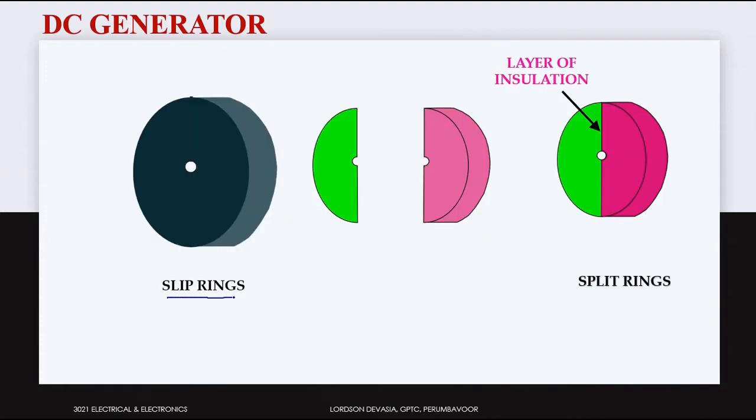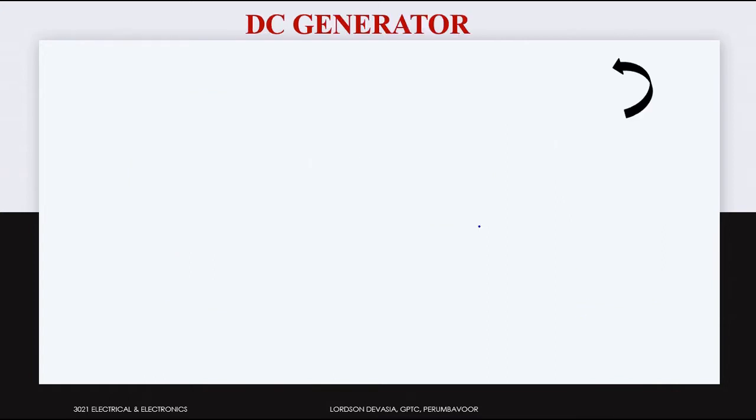Now this is a slip ring. It is cut into two parts. Then a layer of insulation is provided in between the two parts and then joined together, that is known as split rings. So in DC generator we are using split rings.